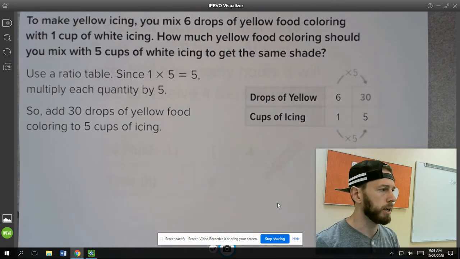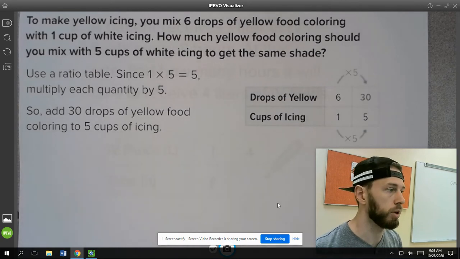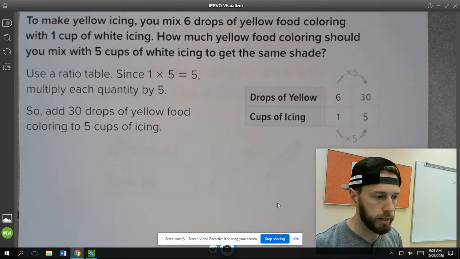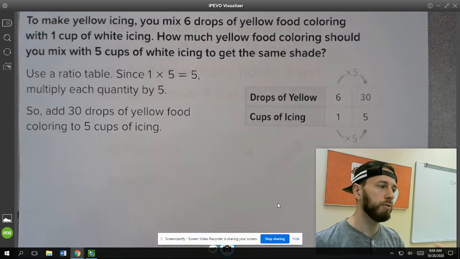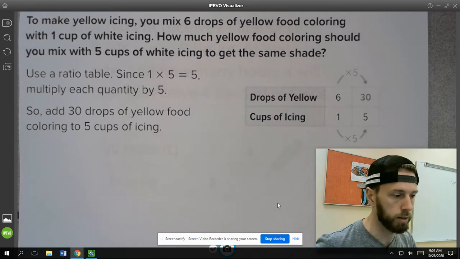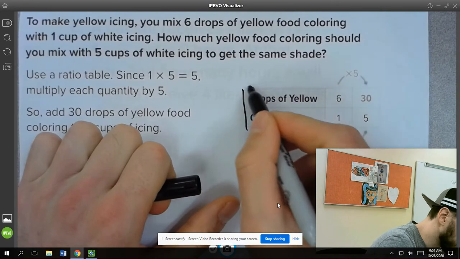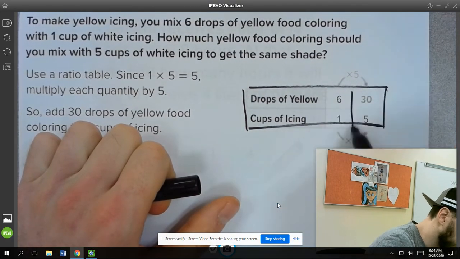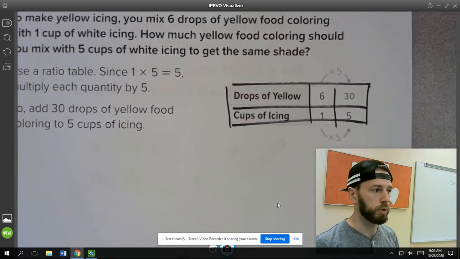So our first little example here says that to make yellow icing, you mix 6 drops of yellow food coloring with 1 cup of white icing. So you got some icing, you put a little food coloring in it, turns it yellow. How much yellow food coloring would you mix with 5 cups of white icing to get the same shade? So what we would do is literally draw out a table here, just like this, to determine how many drops of yellow food coloring we would need.